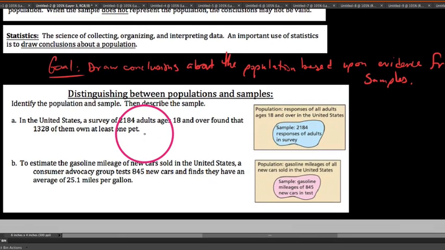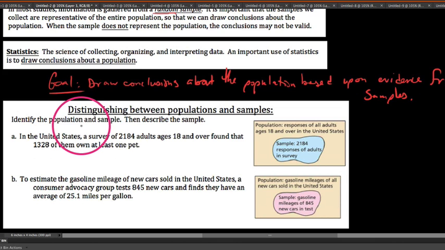You'll notice that this example here says that we want to identify the population and the sample and then describe the sample. In letter A here, it says in the US, a survey of 2,184 adults aged 18 and over found that 1,328 of them own at least one pet. So in terms of this, we see this picture over here. It says population, responses of all adults 18 and over in the United States. And you see this little subset here. It says 2,184 responses of adults in the survey.